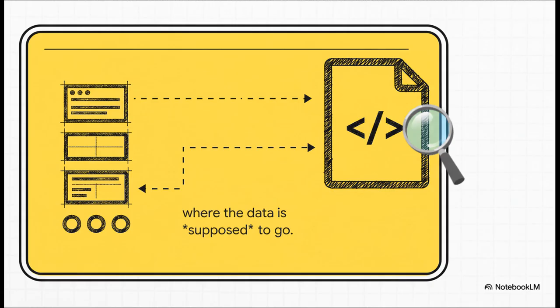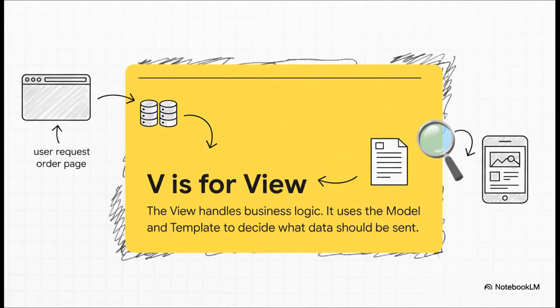The template knows where everything is supposed to go. It says the user's name goes here, and the list of orders goes here. It has no idea what the actual data is, but it knows exactly where to put it. And that brings us to the final piece.